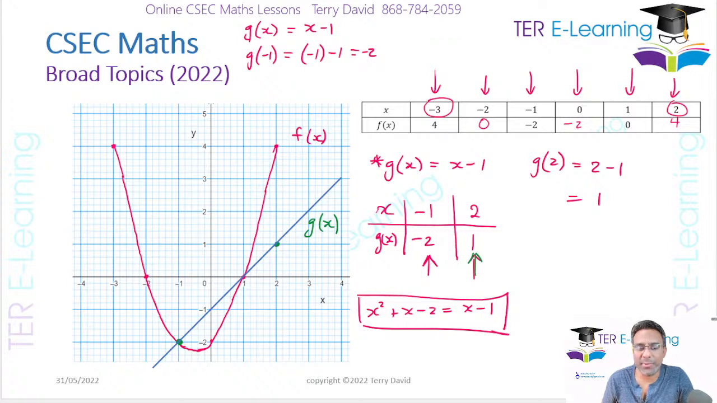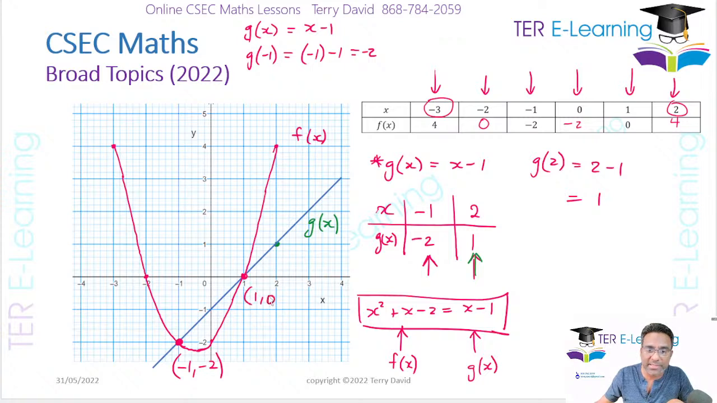Alright, so here's what we're going to do for this. When you want to solve this particular equation, if you notice, this side here is f of x, the quadratic. On this side, that is g of x, the straight line. So when they ask you to solve a question like that, what they're trying to find out is: where do these two things intersect? That's here and here. This point here is -1, -2, and this point here is 1, 0.